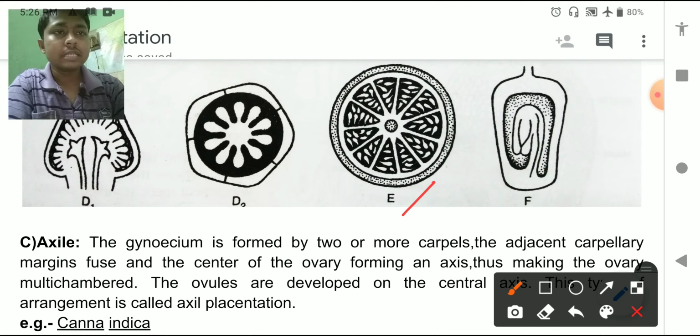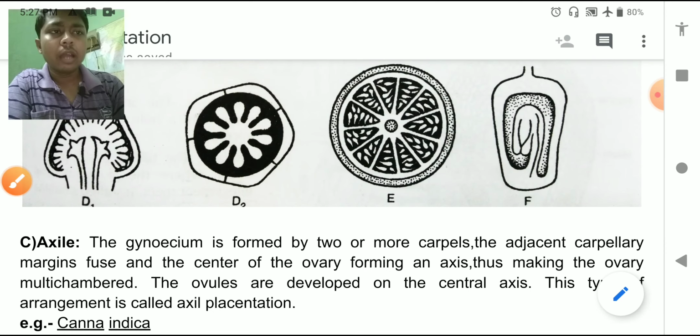They are scattered in the ovary, there is no specific arrangement. I hope this is clear.